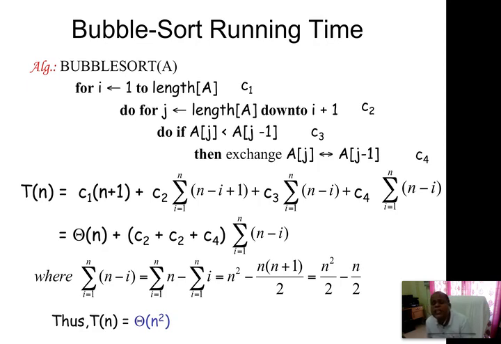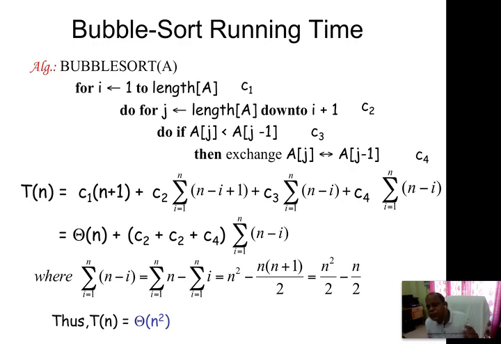Now in this case, why is there no best case, worst case or average case? Because whatever may be the previous arrangement of the elements, your outer loop will run n times and your inner loop will also run n minus I plus 1 times, irrespective of the arrangement, because it goes without any condition. But here the exchange may or may not take place, depending on the arrangement.